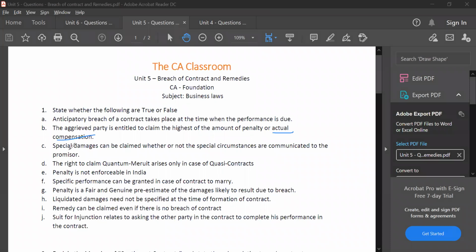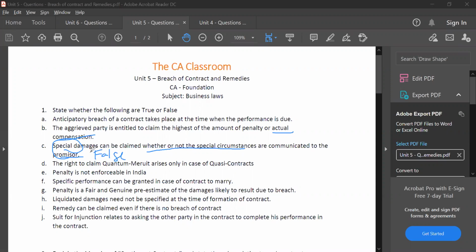Can you read the next question, Reddy, for us? Special damages can be claimed whether or not the special circumstances are communicated to the promisor. Answer: False. Very clear. False. The word itself says special damages. You can claim only if the special conditions in the contract are communicated from the promisee to the promisor.